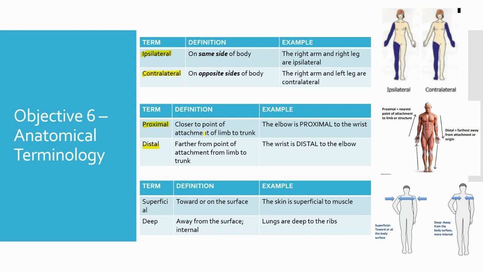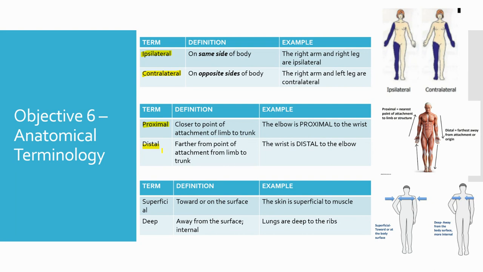So if you were talking about parts of the arm, if they're closer to the shoulder, then they would be proximal to the other structure. So the elbow is proximal to the wrist. The wrist would be proximal to the hand. And then distal means they're further away from that attachment point, so further away from the shoulder or further away from the hip. The foot would be distal to the knee. So that's how you use those.